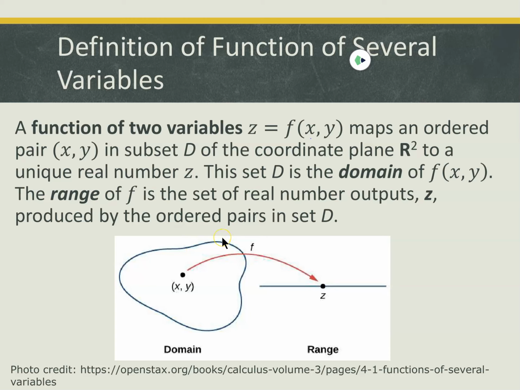So in this image here, we have a set that represents the domain of a particular function. If we take an ordered pair from that domain and we evaluate that ordered pair in a function f, it will produce an output, a real number z, somewhere within the range of that function.